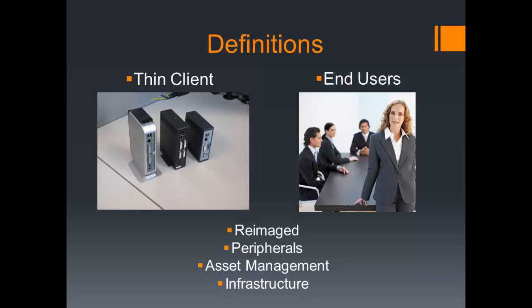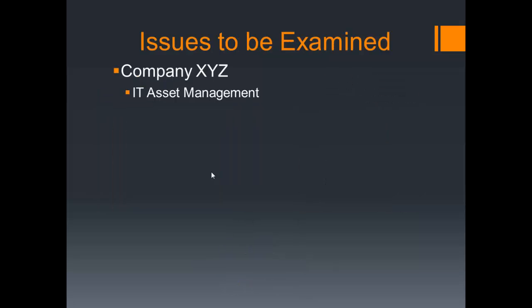Finally, the last definition is infrastructure, which is a term for the physical computer devices and networks that link them together. Every company that uses IT has their own infrastructure, but this does not include applications or other enterprise software that they may use. It's really mainly the devices and the hardware.